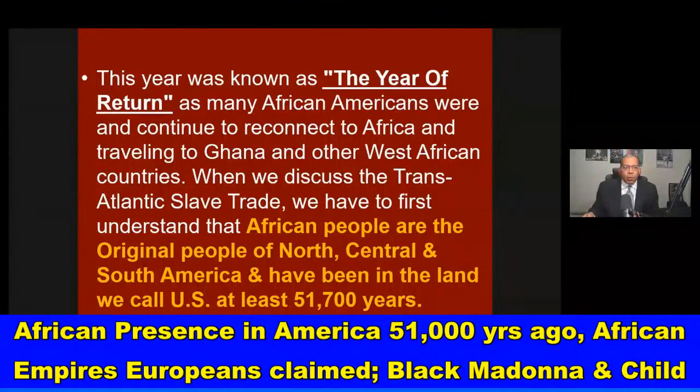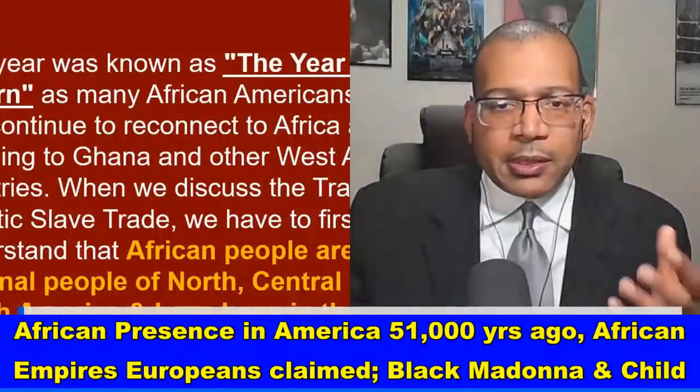When we discuss the transatlantic slave trade, we first have to understand that African people are the original people of North, Central, and South America. Okay, African people are the original people of North, Central, and South America. And we've been in the land that we call the United States of America going back at least 51,700 years. Now, this does not mean that the transatlantic slave trade did not happen. Yes, it did.